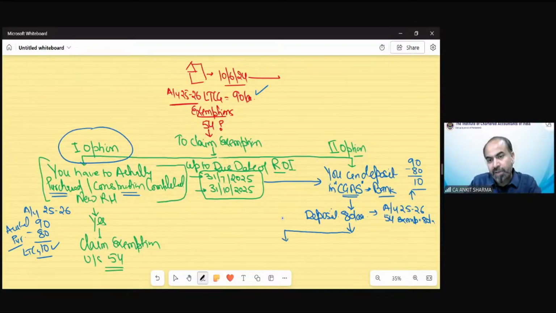Now, there would be three outcomes in the future for that deposit amount. Whether you will actually utilize it, or you might not utilize it, or you are going to misutilize it. So what would be the outcome? What would be the consequences? That would be after a short break.